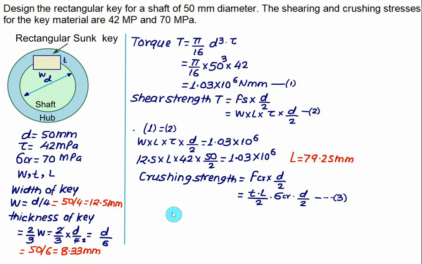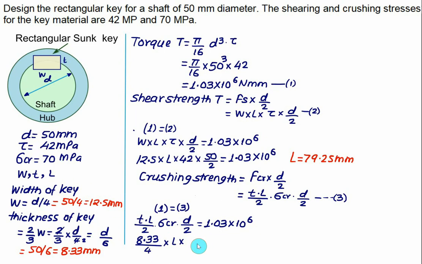Again, we compare here the torque transmitted with crushing strength. That is equation 1 is equated with 3. So we have T multiplied by L divided by 2 multiplied by crushing stress multiplied by D by 2 is same as equal to the torque transmitted, 1.03 into 10 to the power 6. Thickness you have to use as D by 6, is 8.33. So we have 8.33, 2 and 2 will become 4, multiplied by length multiplied by sigma crushing, 70, multiplied by diameter equal to 50, is equal to 1.03 into 10 to the power 6.